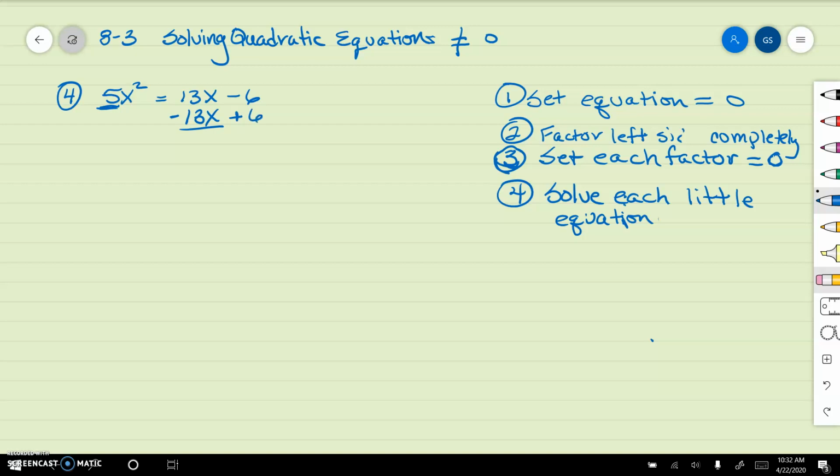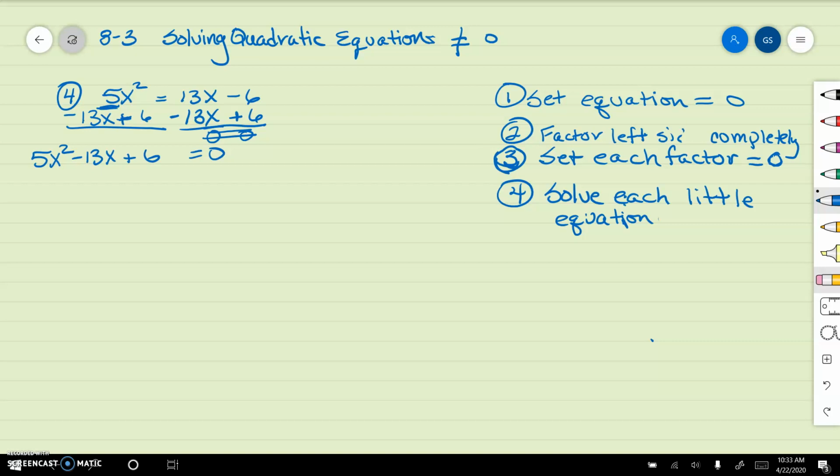What if we just added the opposite of both of them at the same time? 13x minus 13x is 0, and this is negative 6 plus 6, which is 0. That means we have the whole thing equal to 0. That means we have to do the same thing on the right side. I wrote that wrong. We have to bring down that minus 13x. What we do to one side, we do to the other. We are going to write the left side horizontally. So 5x squared minus 13x plus 6.